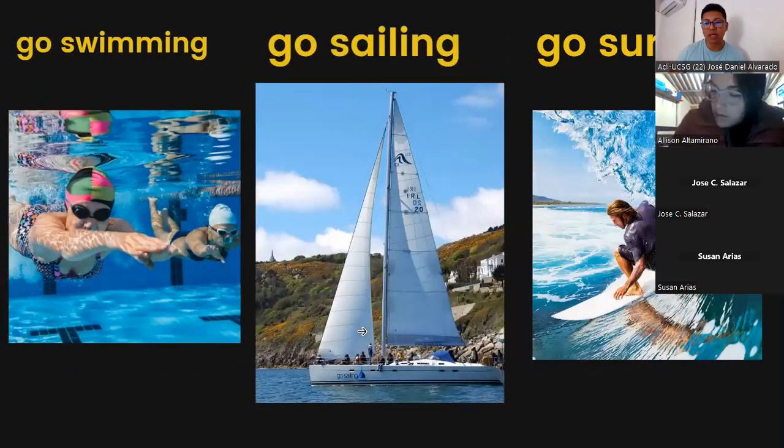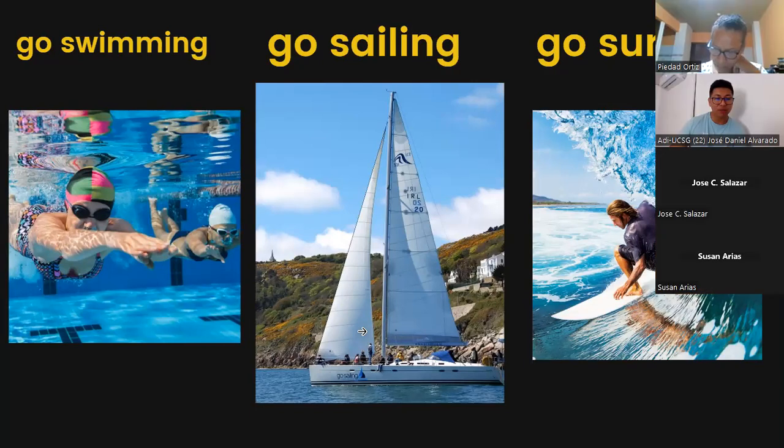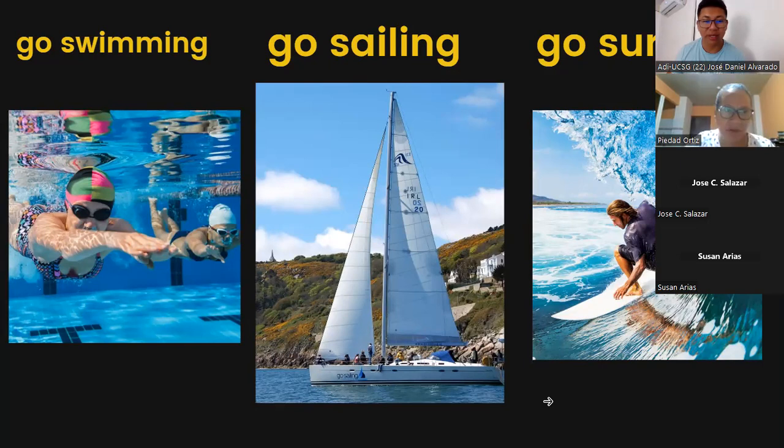Piedad, can you please read the next three? Yeah, Piedad, can you please read? Podía deshabilitar el micrófono, perdón.